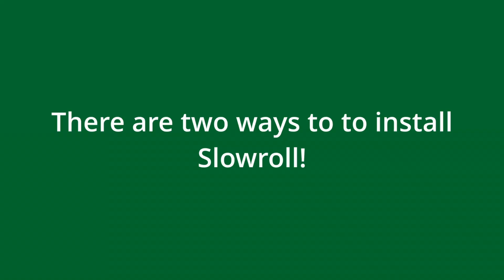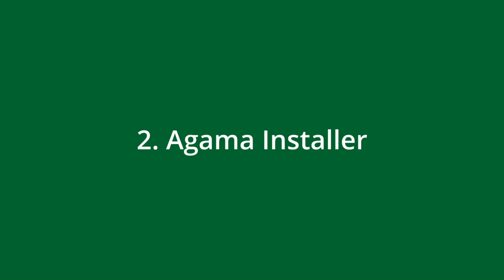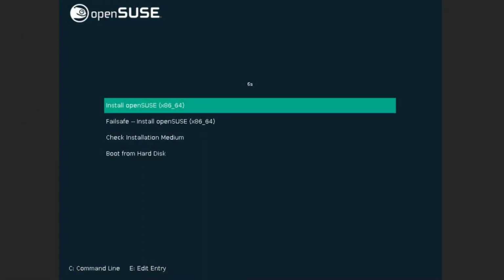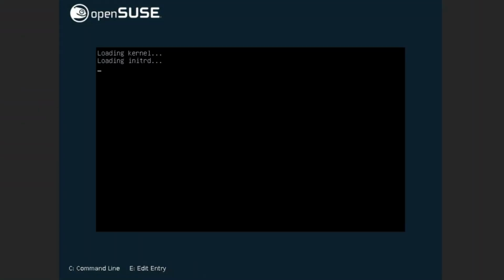Slowroll is still in beta right now. And here's a way that you can try Slowroll. There's actually two ways to install Slowroll. One is if you have an existing Tumbleweed, or Leap, if you want to go to Slowroll. And the second option is Agama installer. So I'm going to show you Agama Beta 13 to install Slowroll.